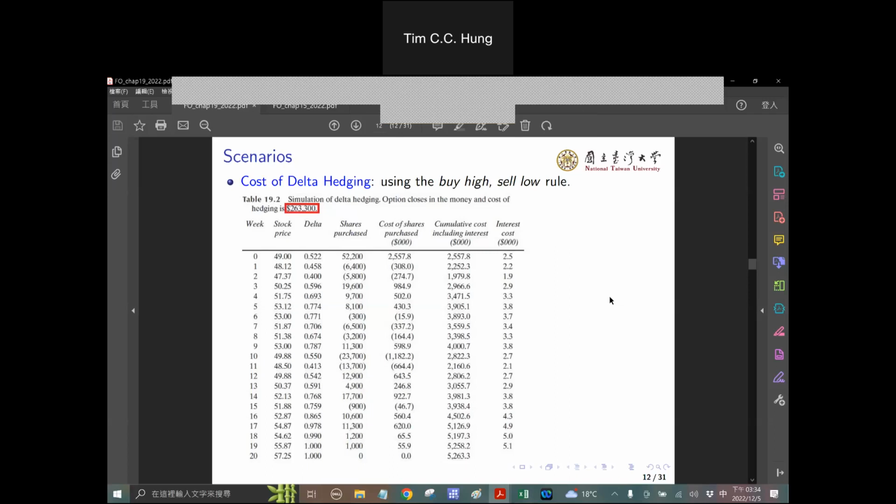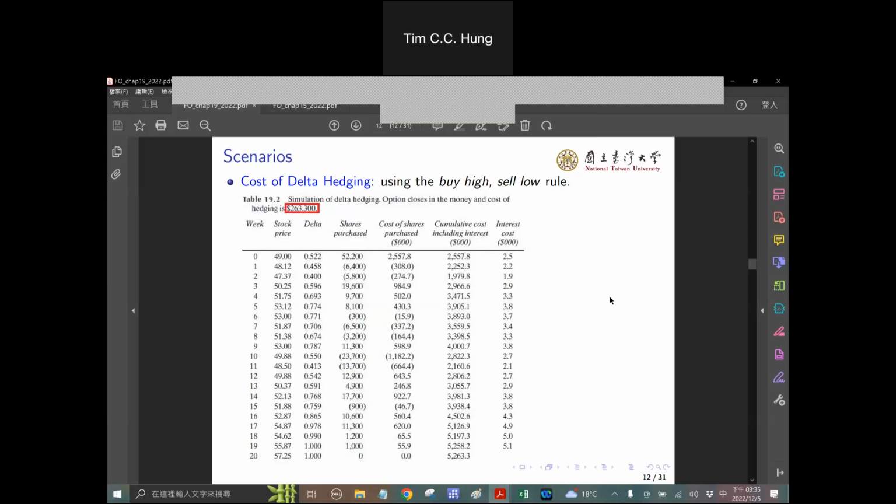That would be fine. So what happens from week 0 to week 1? After we set up these positions, short 100,000 shares of the European call and long 52,200 shares of the underlying assets, after 1 week the price of the underlying assets decreases from $49 to $48.12. What also changes is the delta of your short European call option positions. We still short 100,000 shares, but now a few things change.